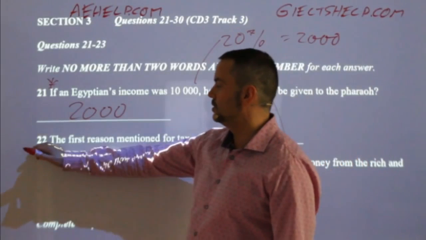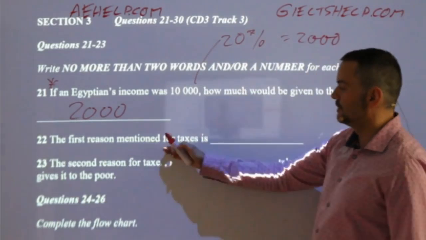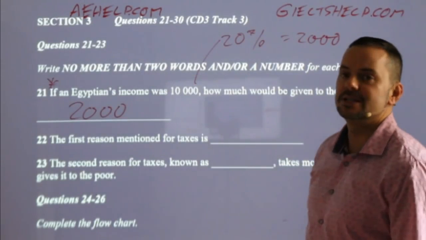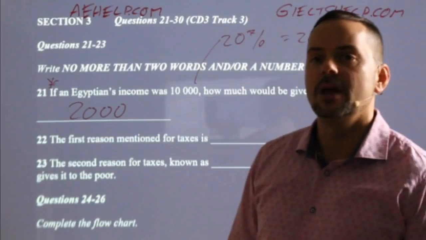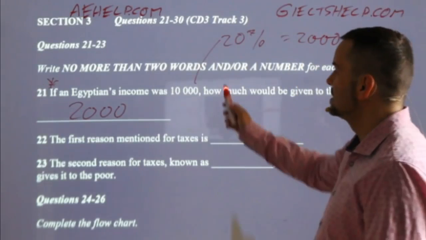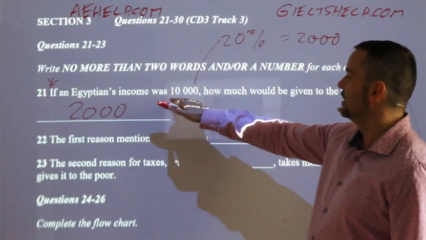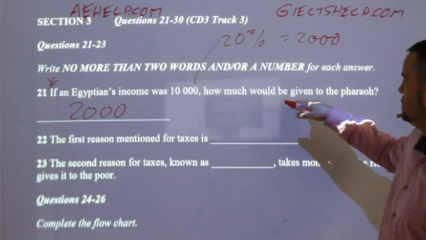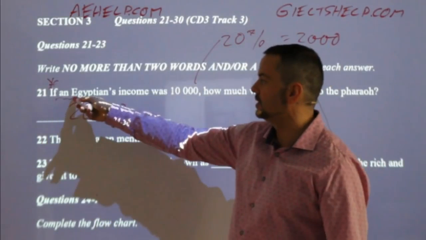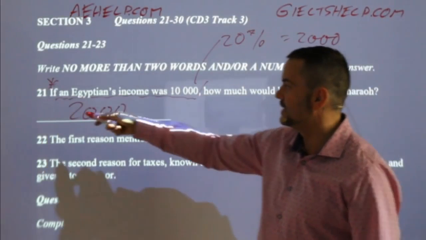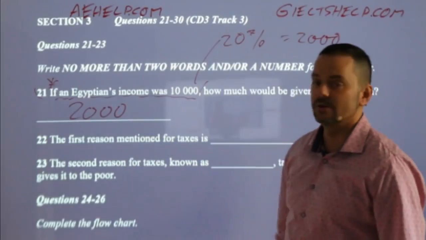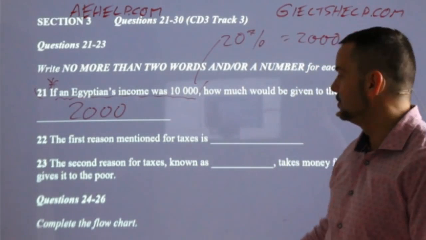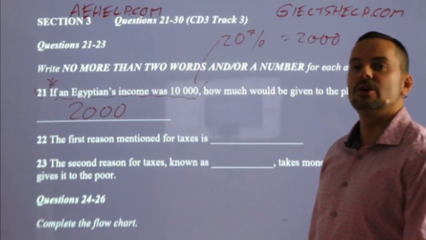All right, number 22. The first reason mentioned for taxes is what? So they say there are basically 3 reasons for taxes. Manish, it's not 20% here because if the Egyptian's income is 10,000, how much would be given? So you have to look at the conditional here of the 10,000, and 2,000 is the correct answer. All right? So you have to do a little bit of math.